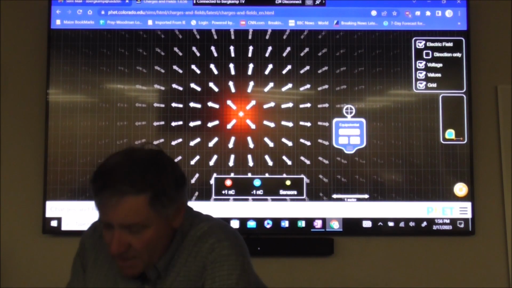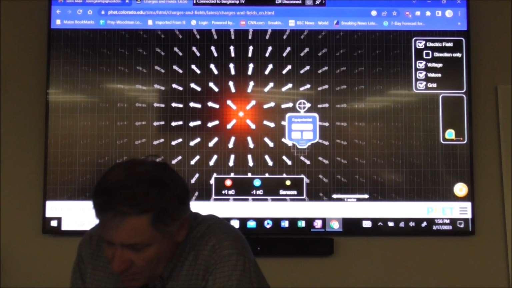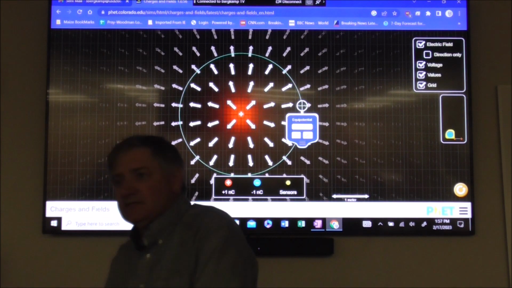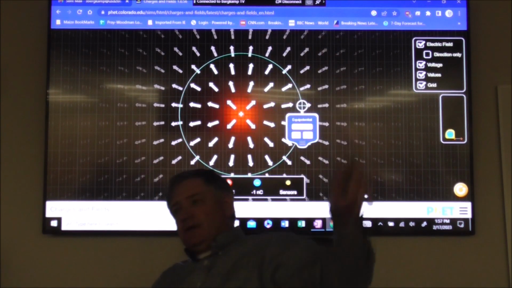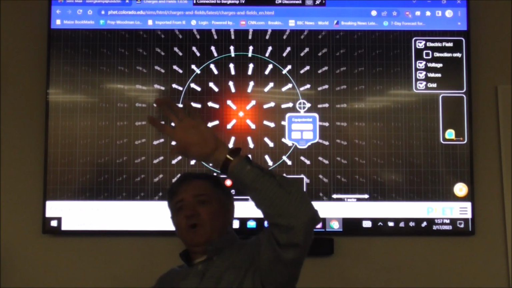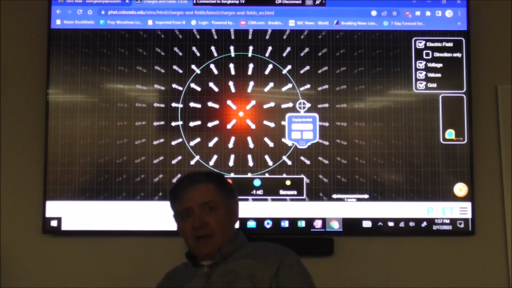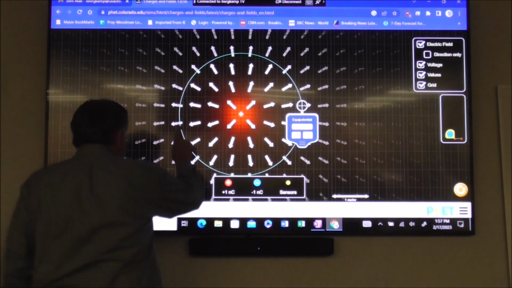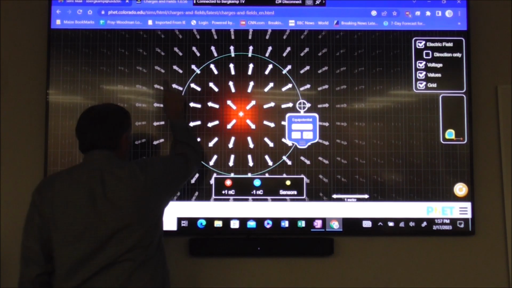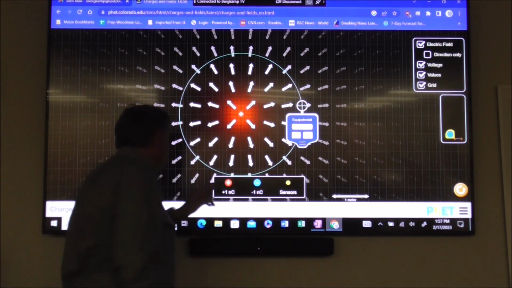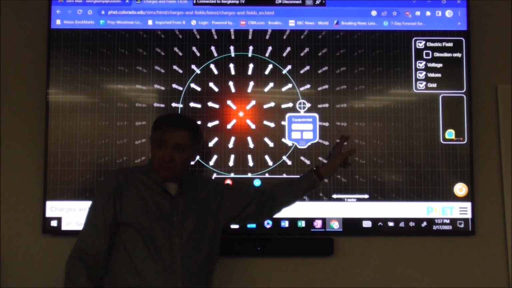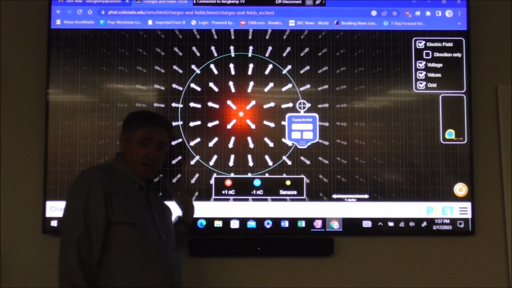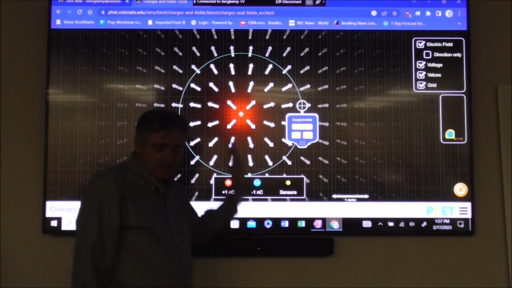Now, if you hit the little pencil icon, that draws a line of equal potential all the way around that point. What I want you to see here is that these field lines are at right angles to the lines of equal potential. As this is going out, your field lines are going like this. They're at right angles to them.